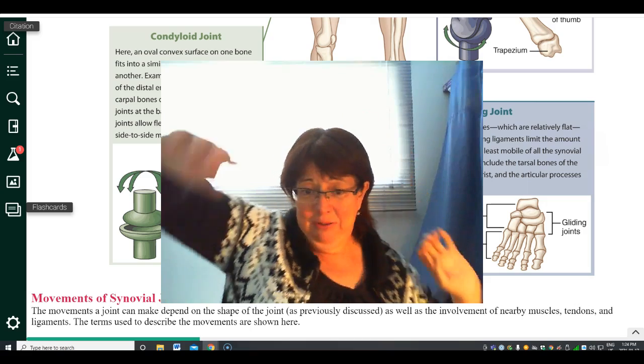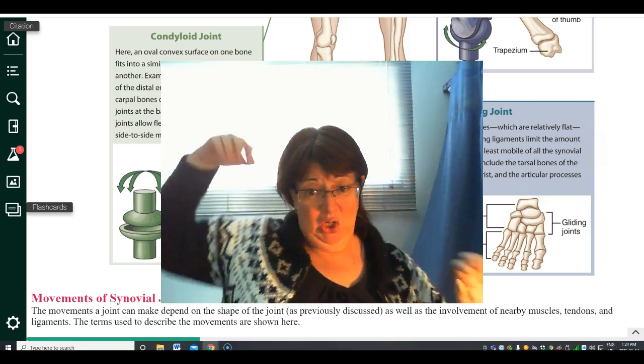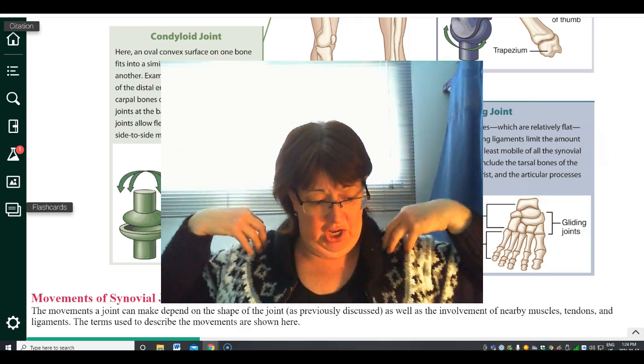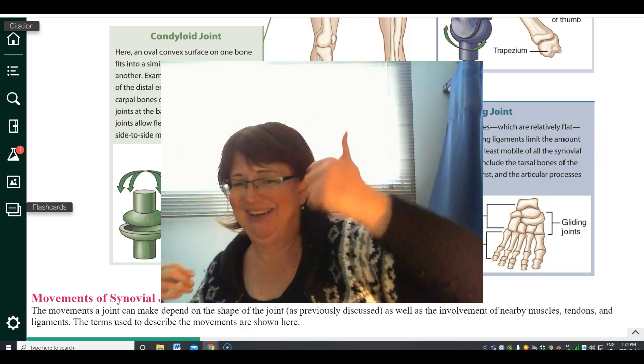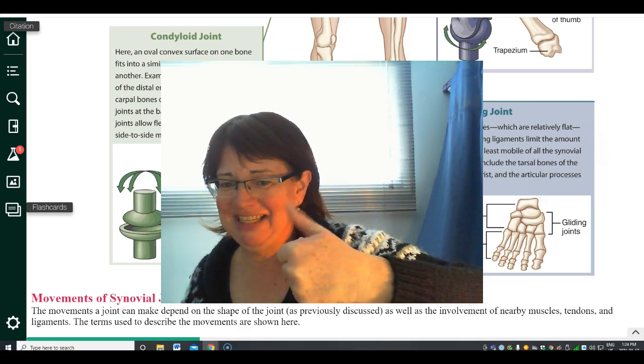Now, as you're swimming, you're rotating that ball and socket inside your shoulder joint. So you got the ball and socket. There you go. And then, good job. You were dancing. Using the thumb is a saddle joint.